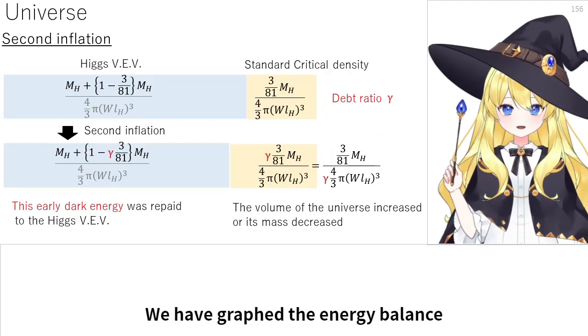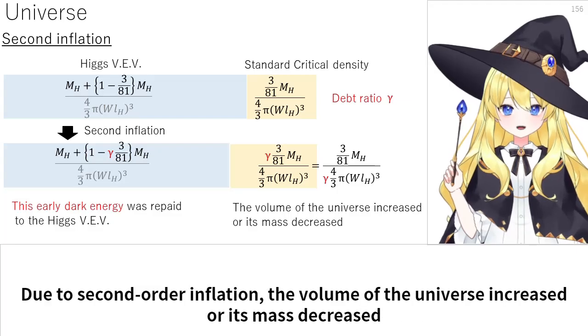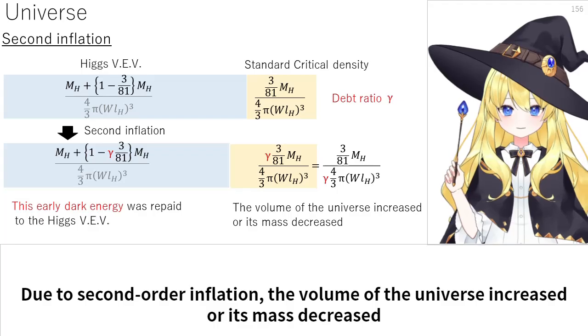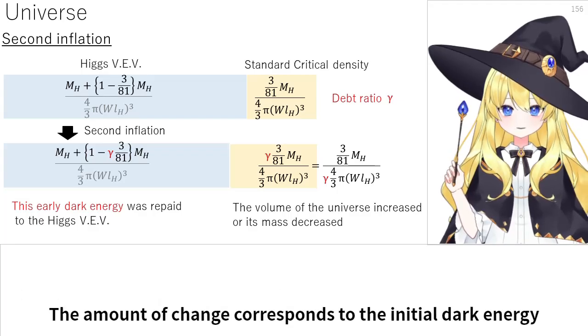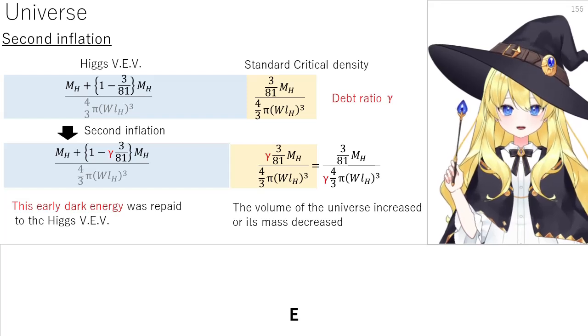We have graphed the energy balance. Here, we assume second-order inflation. Due to second-order inflation, the volume of the universe increased or its mass decreased. The amount of change corresponds to the initial dark energy. This initial dark energy was repaid to the Higgs v.